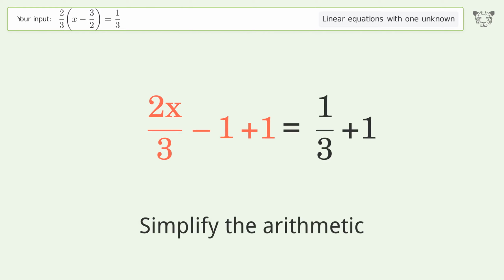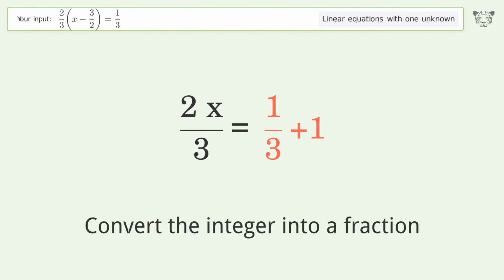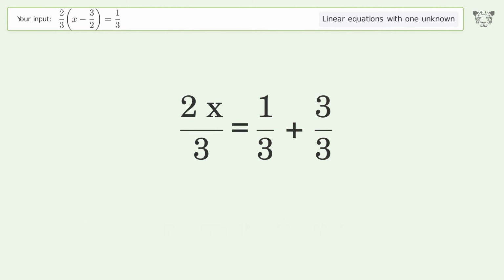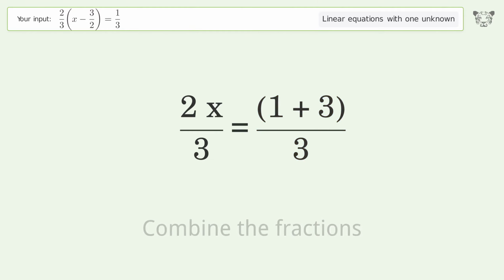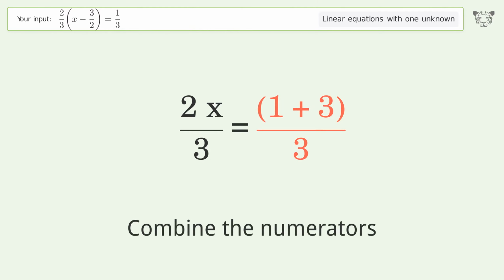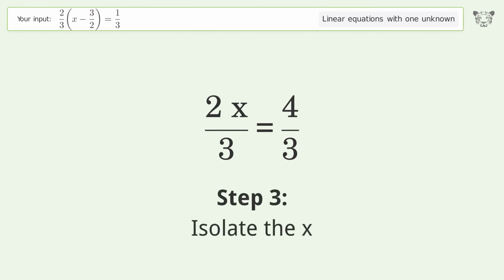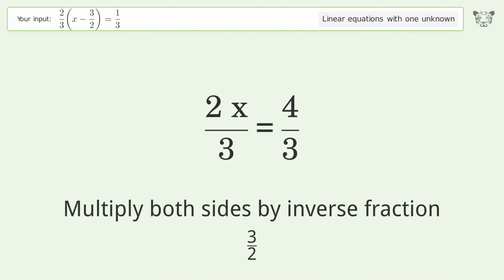Simplify the arithmetic. Convert the integer into a fraction. Combine the fractions. Combine the numerators. Isolate the x. Multiply both sides by the inverse fraction 3/2.